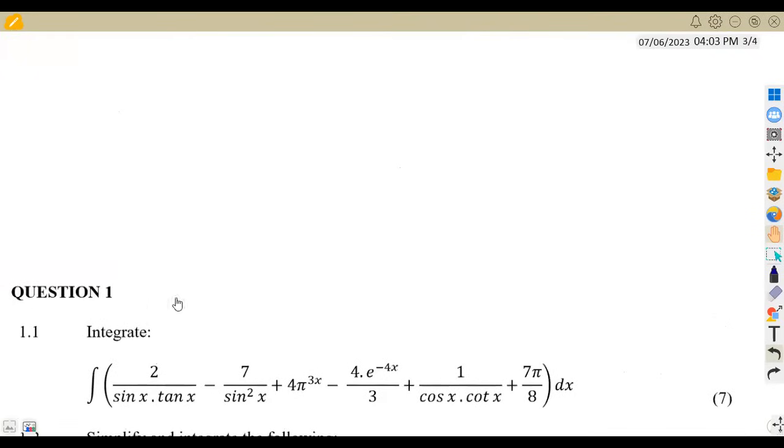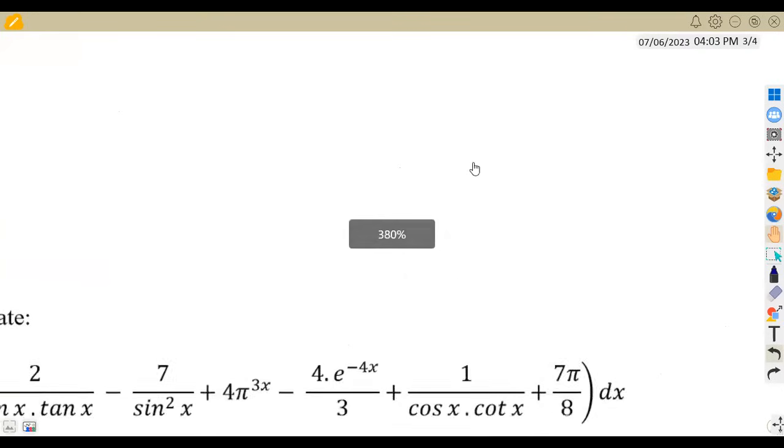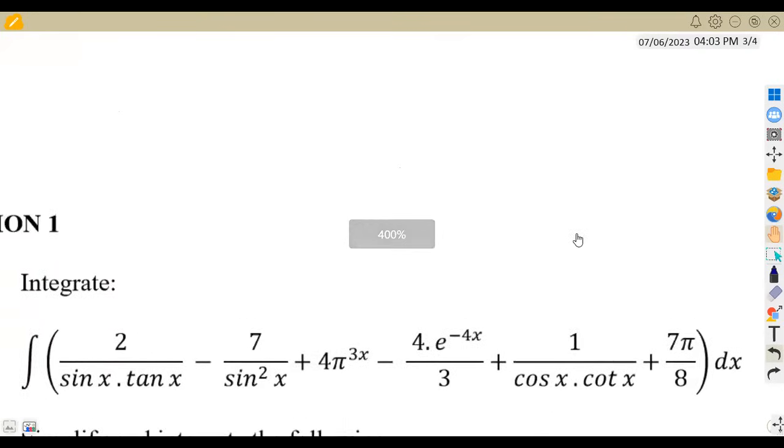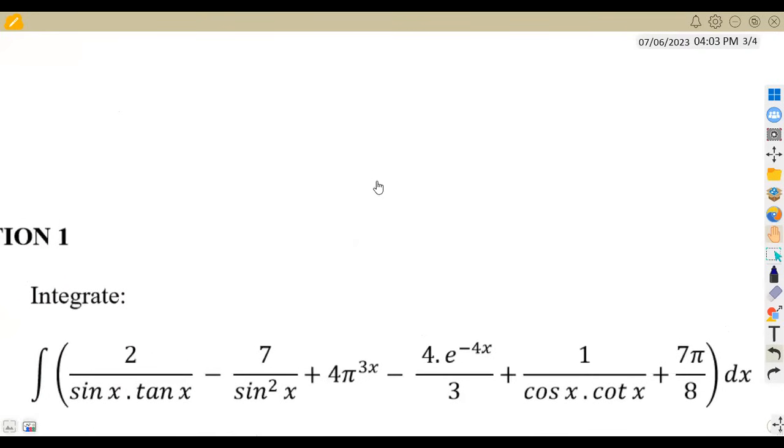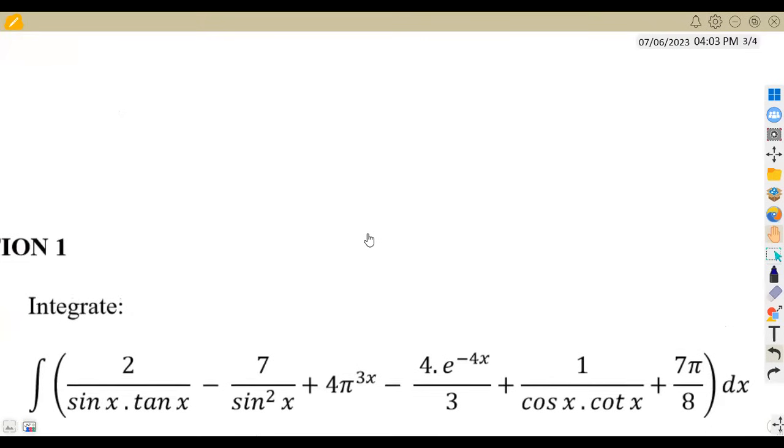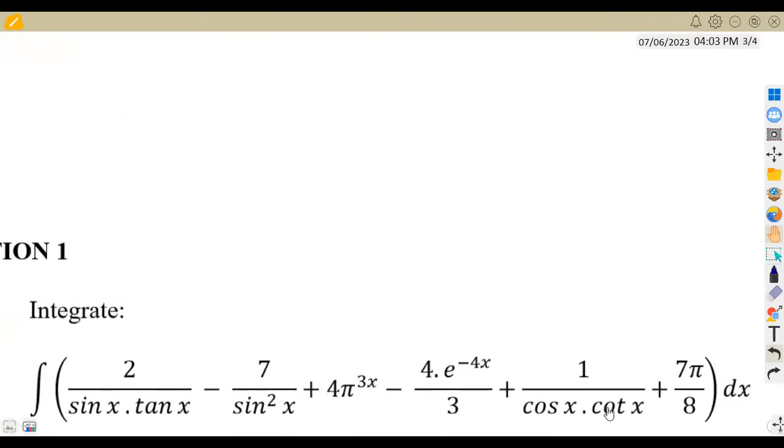So we are given integrate. This is 7 marks from this part. So let me just try to increase everything so that you can properly see. So this is what we have. Just like the previous part, we need to rewrite whatever you're given here in a format that can be integrated. So we are going to have, that is 1.1, the integral of, take note guys, this is a fraction, 2 over sine 2 of, everything is in the denominator.